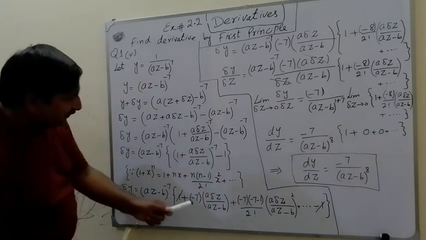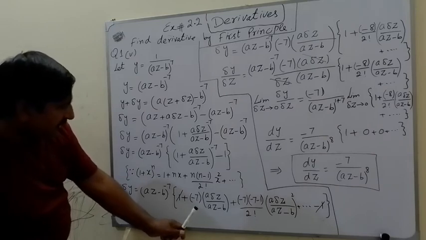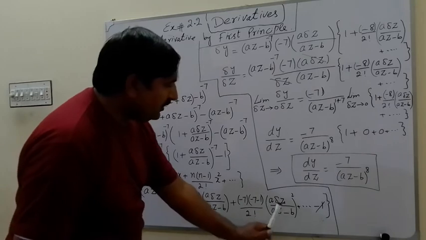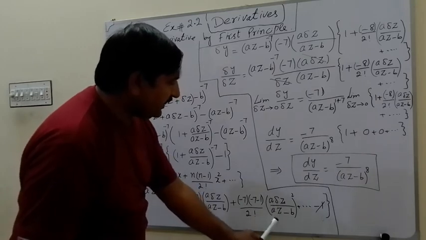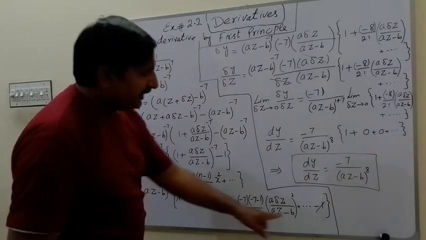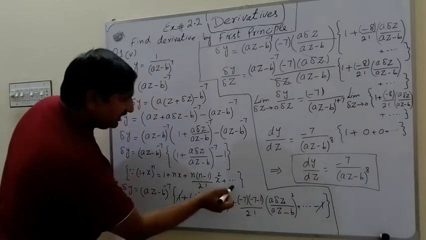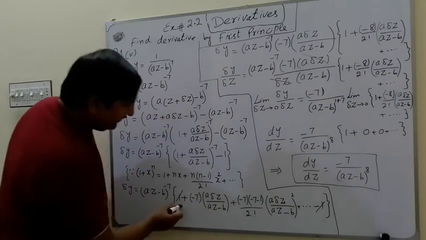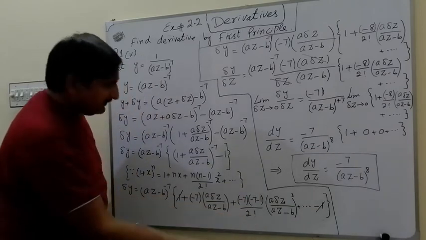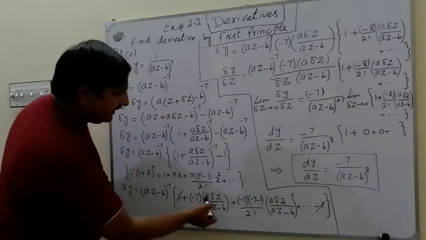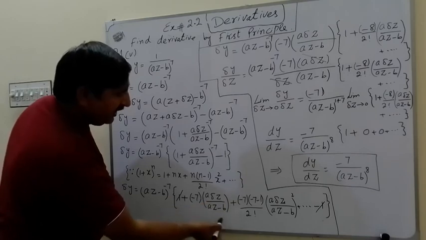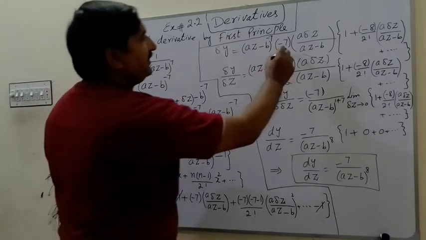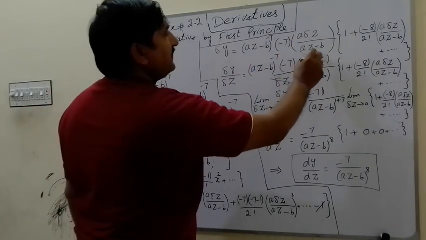The next one is n into (n minus 1) over 2 factorial into (a del z over (az minus b)) whole square, and so on. The last value, minus 1, I write in the end. So this minus 1 and plus 1 both are the same, definitely will be cancelled out, and we are left with minus 7 a del z over (az minus b). I will take this value common in the next step. Look here, minus 7 a del z over (az minus b).